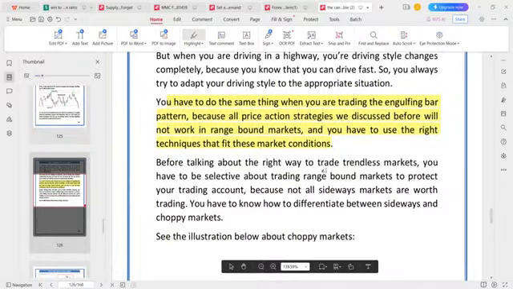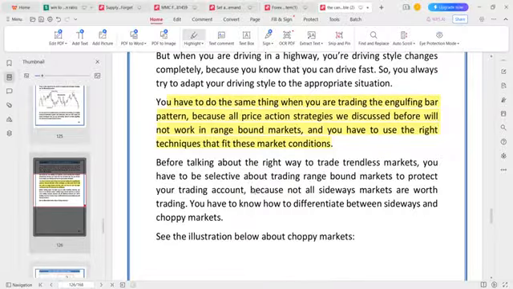Before talking about the right way to trade trendless markets, you have to be selective about trading range-bound markets. Check your trading account, because not all sideways markets are worth trading. Take note. You have to know how to differentiate between sideways and choppy markets.